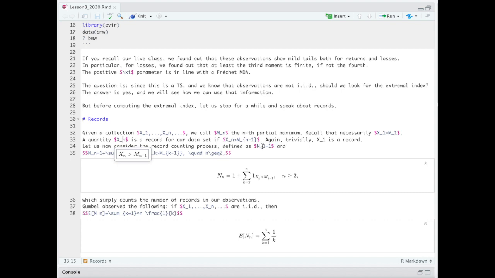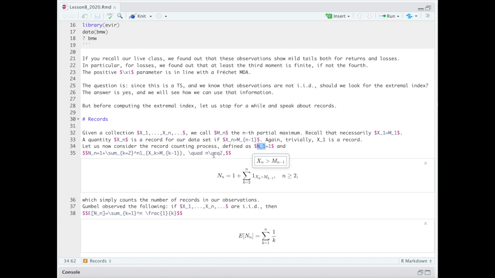Now, once we have given this very simple definition of record, that I repeat is an observation that is larger than the previous partial maximum, we can identify the so-called record counting process. And this process is defined as follows. N1 is equal to 1. Okay? Why? Because the first observation, x1, is equal to the partial maximum and the first record.